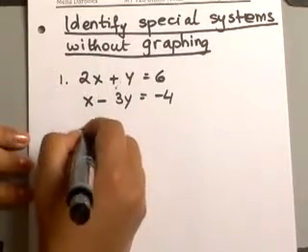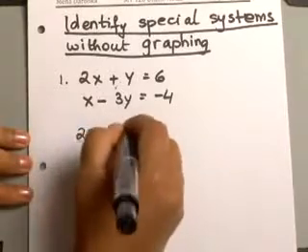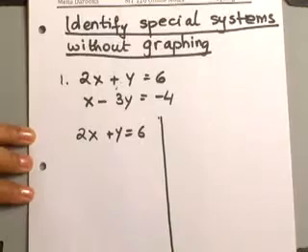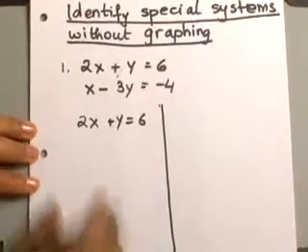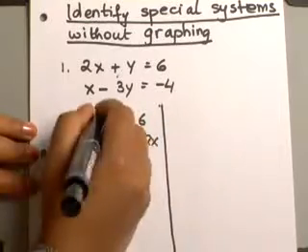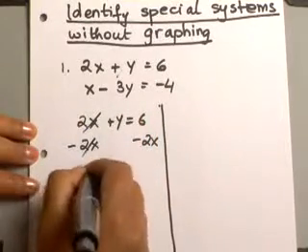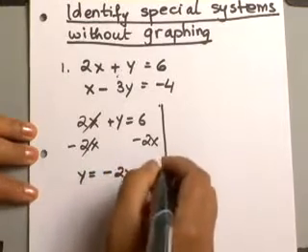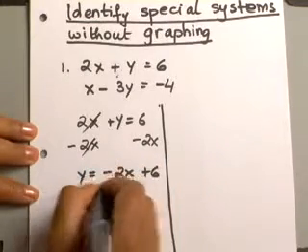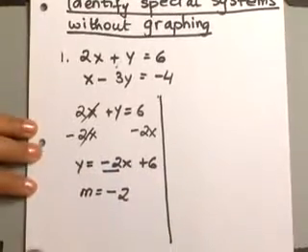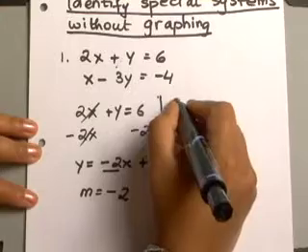You have 2x plus y equals 6. Again, remember, we're trying to get y by itself. So I will start by moving my 2x over to the other side, which will give me y equals negative 2x plus 6, and you can see our slope right here is negative 2. We'll do the exact same thing with the other equation.